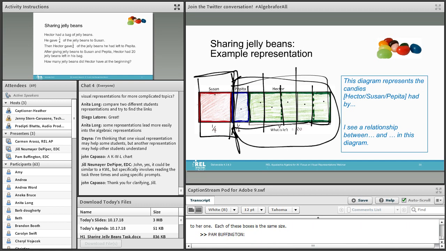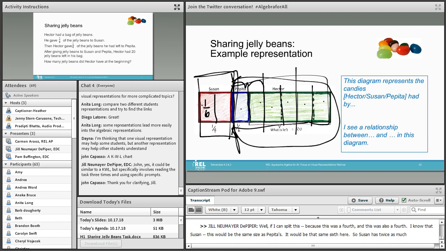Yeah, how does Pepita's amount compare to Susan's? Well, if I can split this, because this was a fourth, and this was also a fourth, I know that Susan, this would be the same size as Pepita's. This would be that same sixth here. So Susan is twice as much as Pepita.